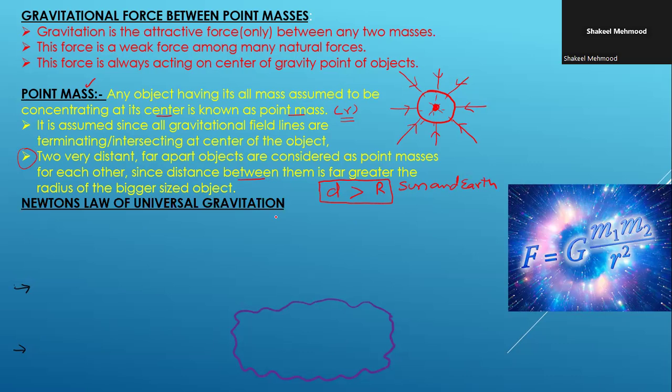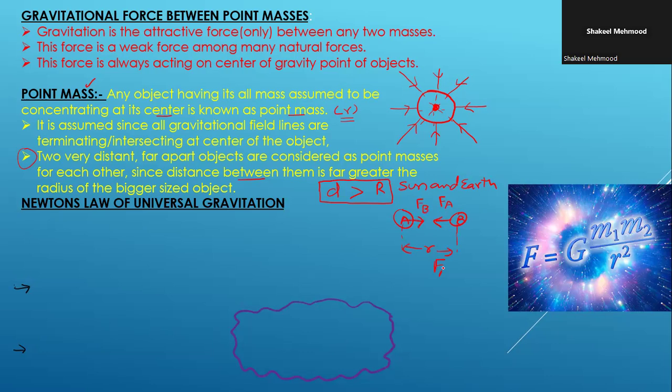Okay, so talking about Newton's law of universal gravitation, Newton said that if there are two objects, suppose this is object A and this is object B, and the distance between their centers is r, then object A is going to pull object B towards itself, and object B is going to pull object A from its center with a force F.